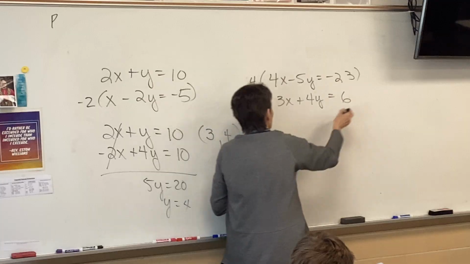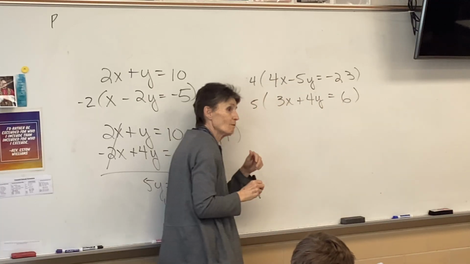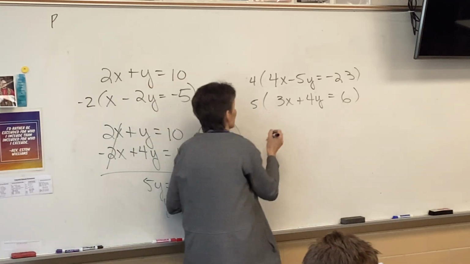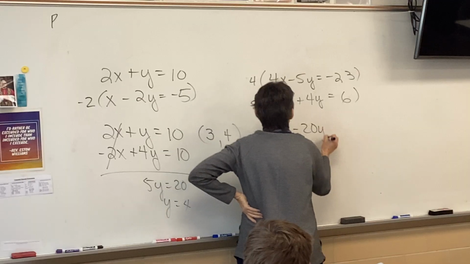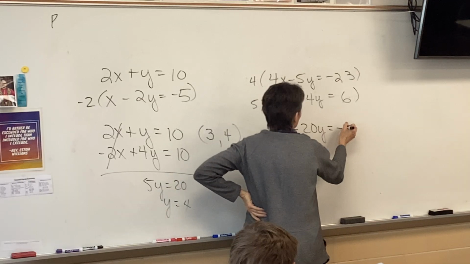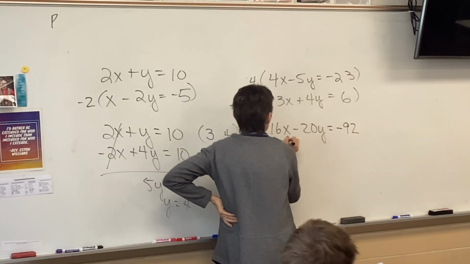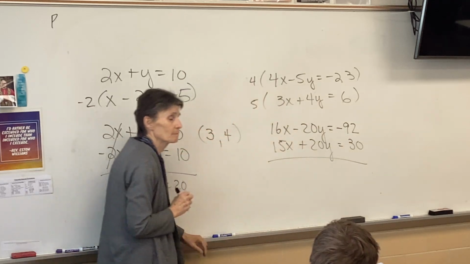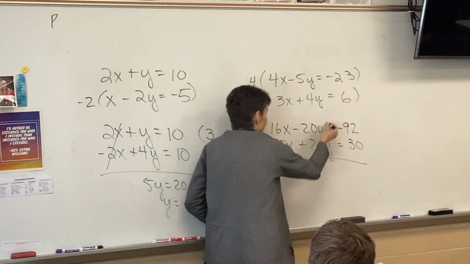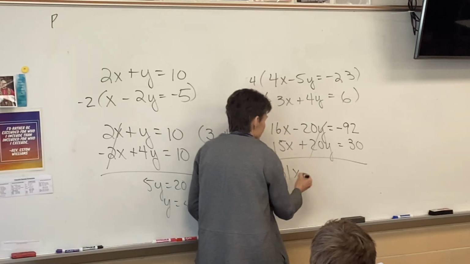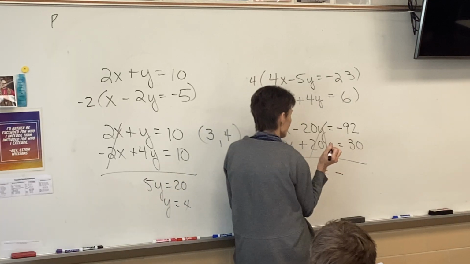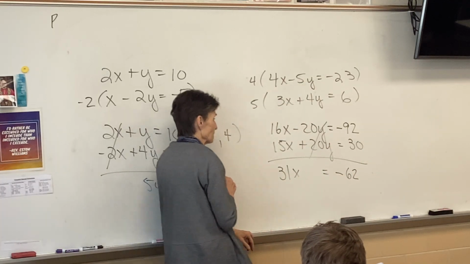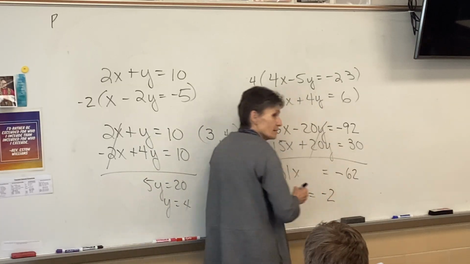Multiply the bottom by 5, just the y's. What do you think of Alden's plan? He's canceling his y's. So 16x minus 20y equals, what is that, negative 92? 15x plus 20y equals 30. So 31x equals negative 62. Looks like x equals negative 2.